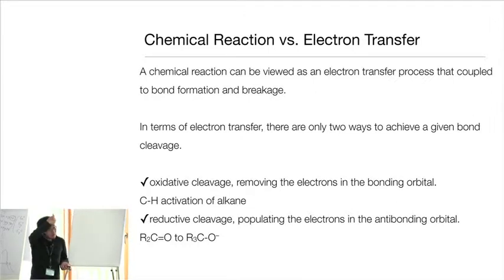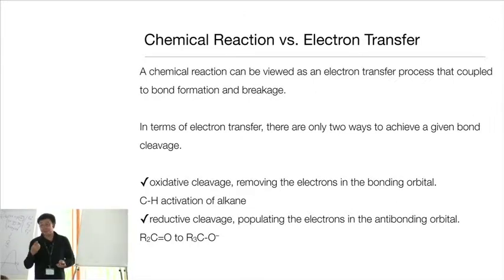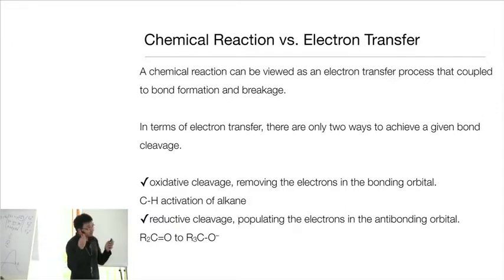One way I call oxidative cleavage, which is similar to what organometallic people like to call it: removing an electron from the bonding orbital. Sigma bond activation is one of the typical examples. You remove one of the sigma bonding electrons, and then you break this sigma bond and form the carbon-centered alkyl radical. The nucleophilic attack of the carbonyl group is another type. It's called reductive cleavage. You populate the electron into the antibonding orbital, which also cleaves the bond.